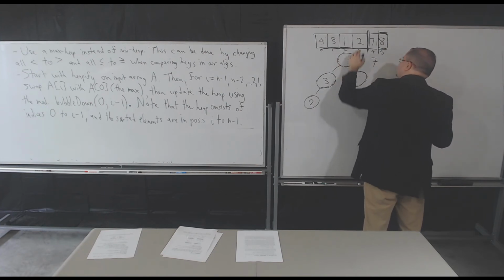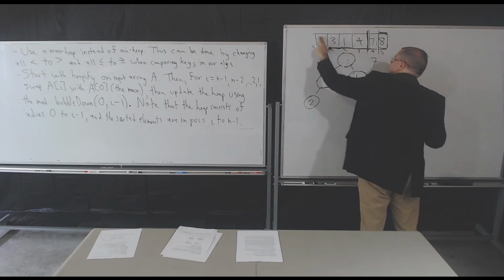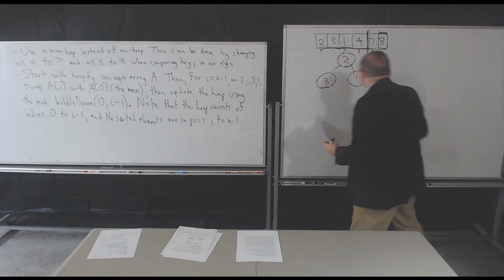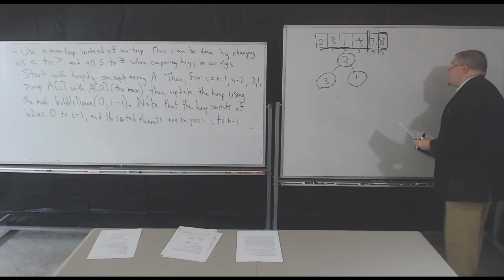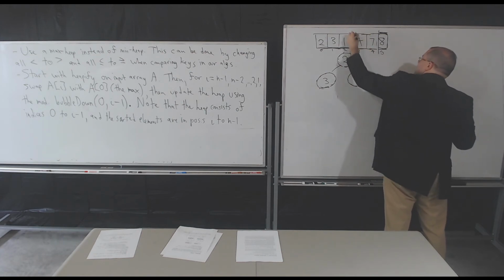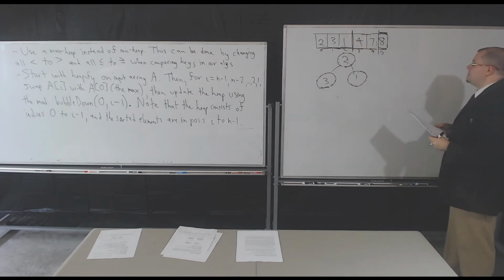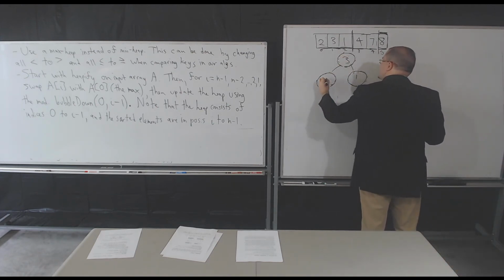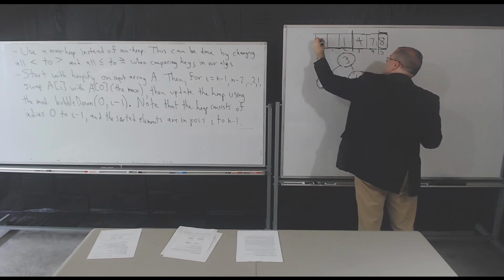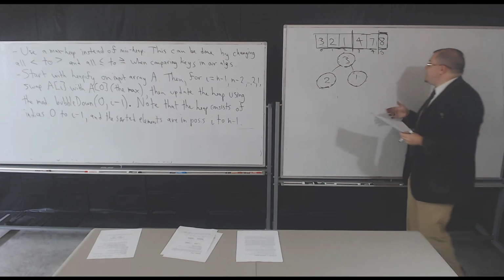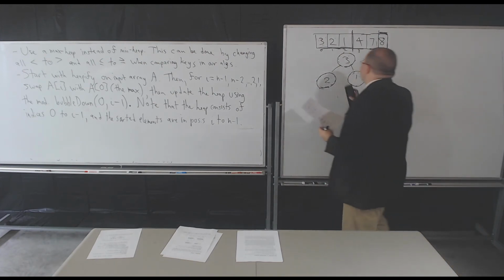Remove 4. 4 goes here. I put in 2. 2 goes here. And remember, this is now right here. Do I have a max heap? No, right? I have to swap 3 and 2. Okay. So I just keep doing this, and you'll see very quickly that I remove 3.